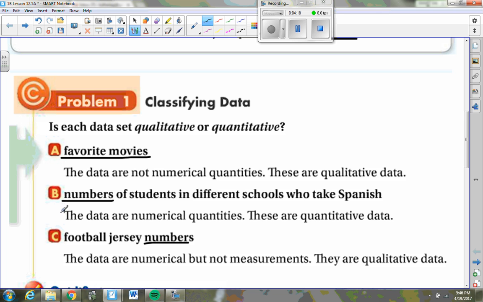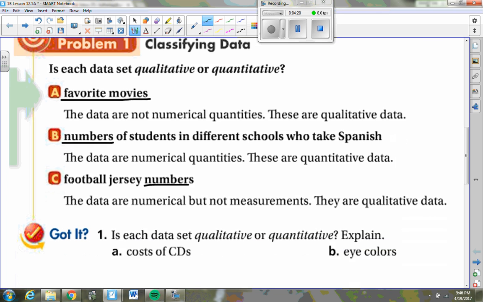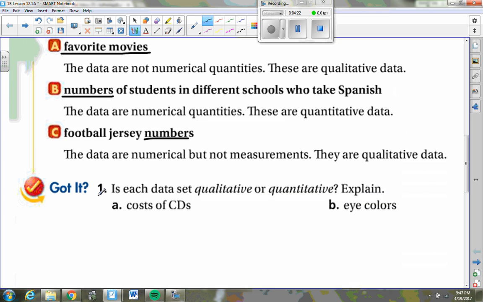Okay? So based on those three examples, I'd like you to just tell me real quick, is each set qualitative or quantitative? You don't have to worry about explaining your answer. Just make sure you understand the difference between qualitative and quantitative. So pause the video for 30 seconds, decide in your head or on paper what each of those is going to be, and then come on back and I will show you what we should have.